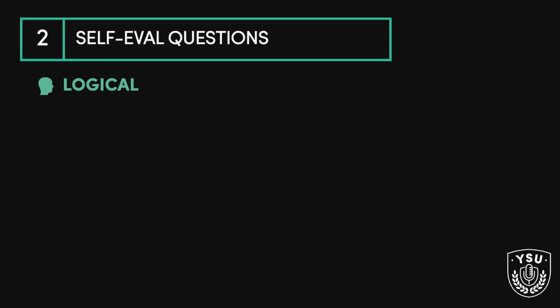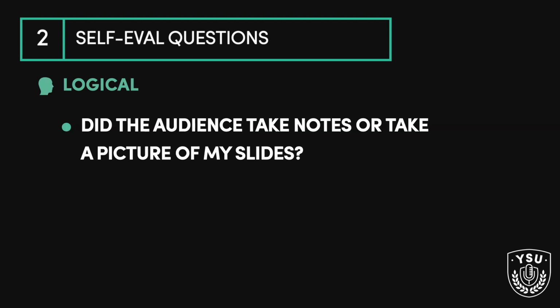In the logical quadrant, the first question, did the audience take notes, or, I find this one to be really key, did they take a picture of any of my slides? This is a good indicator that I'm presenting something logical enough for them to bother pulling out a pen or their phone and taking a note, or taking a photo of one of my slides.